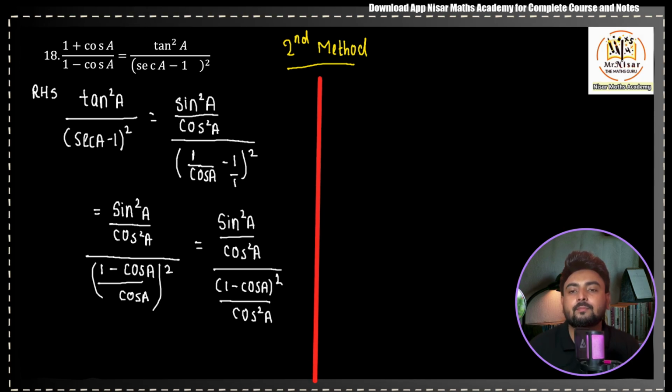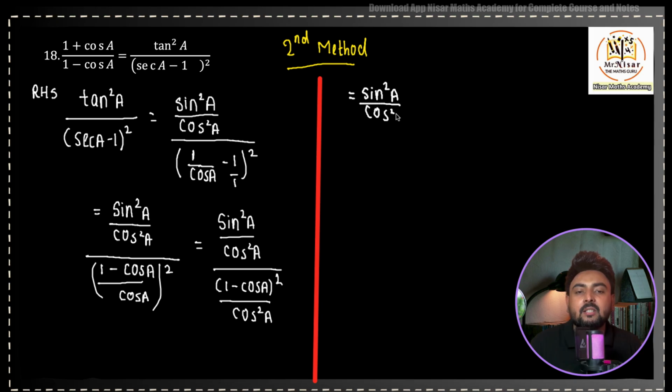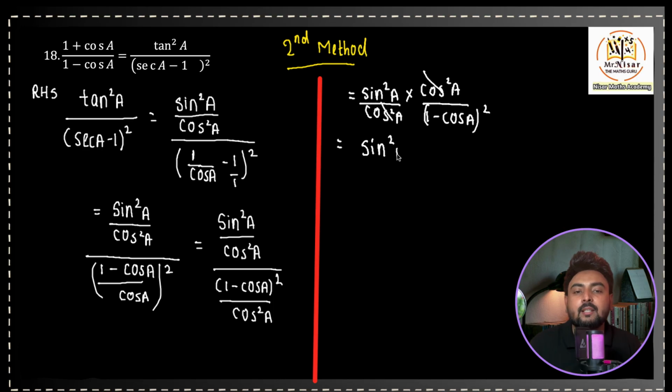Then here I have sine square A upon cos square A. When a fraction is divided by a fraction, what happens? It becomes its reciprocal. So it will be cos square A upon (1 minus cos A) whole square. Now this cos and this cos are going to get cancelled. What is remaining now? We are left with sine square A upon (1 minus cos A) whole square.